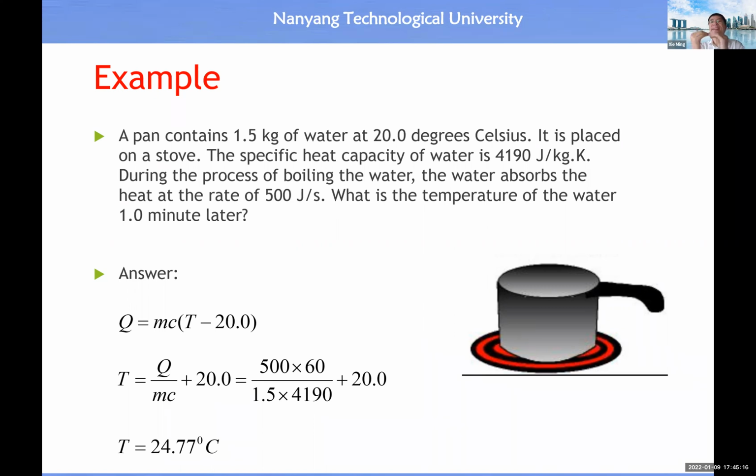Then what should be the new temperature? This one divided by the mass divided by the specific heat coefficient, then plus the initial temperature. So then you will see the temperature increases by 4.77 degrees Celsius, right?